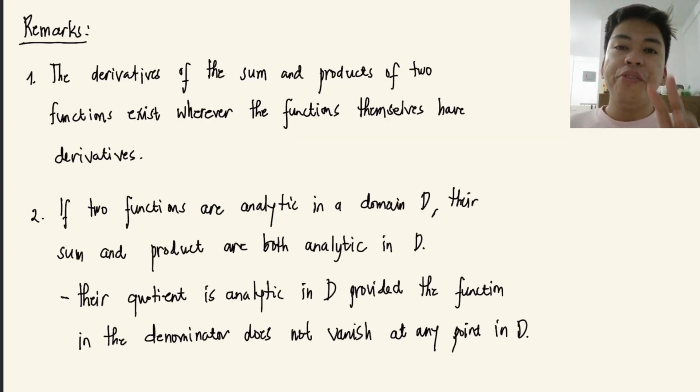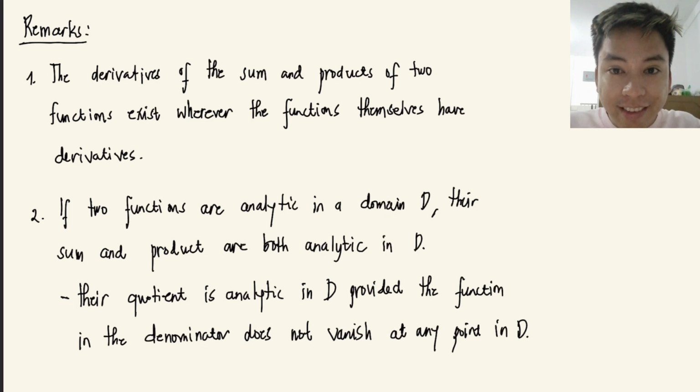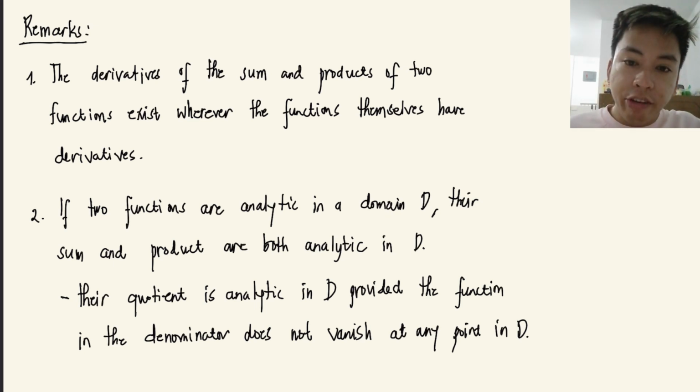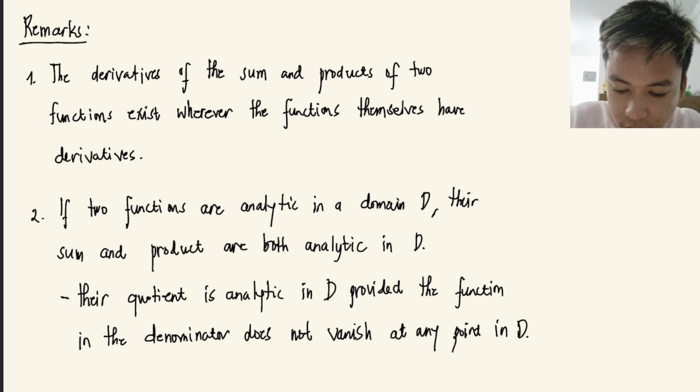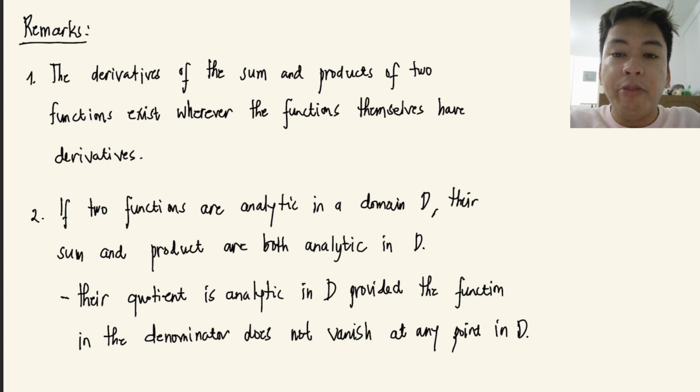Okay, so we also have remarks to remember on this concept. Number one, the derivatives of the sum and products of two functions exist wherever the functions themselves have derivatives. Meaning that given two functions f and g, provided these functions have their derivatives, then the sum and product also have derivatives.